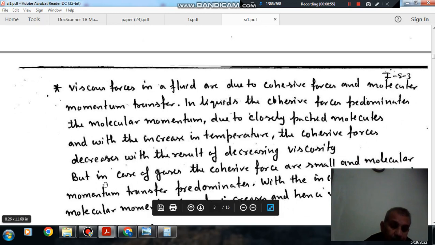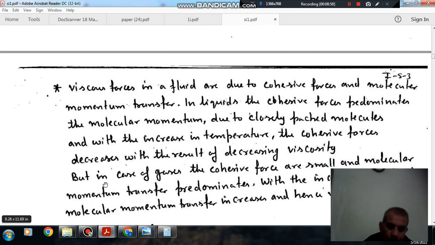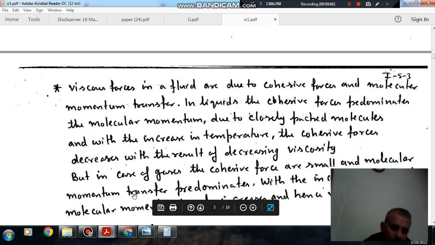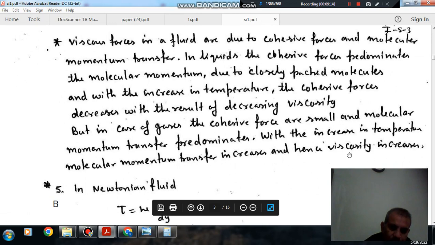But in the case of gases, the cohesive forces are small because of the much larger distance between the molecules, and molecular momentum transfer predominates. So as we increase the temperature, this factor will increase the viscosity. Hence viscosity increases.